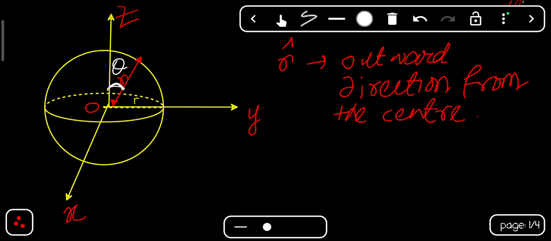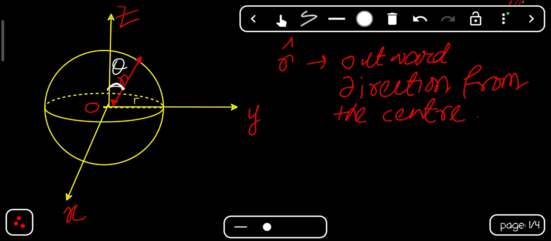Remember that the direction in which theta is increasing will be the direction of theta cap. In the concept of a unit vector, the direction in which the vector's magnitude is increasing is the unit vector direction. So here theta cap will be in such a way that the value of theta increases.